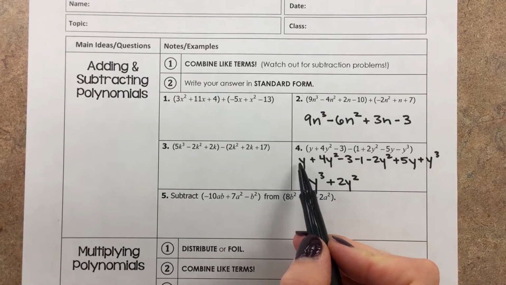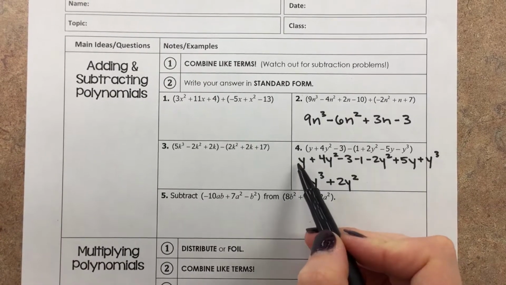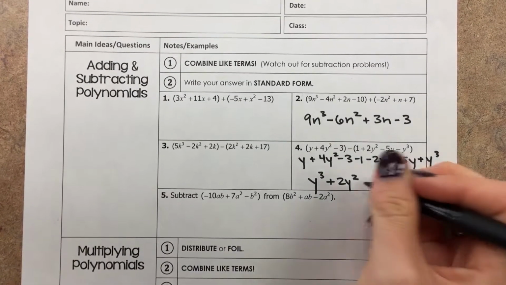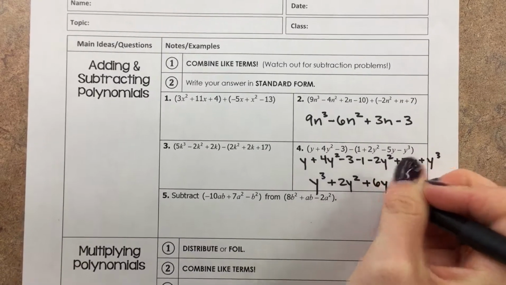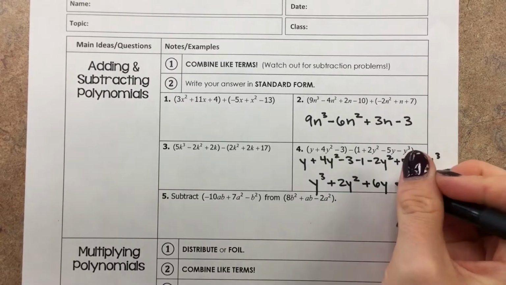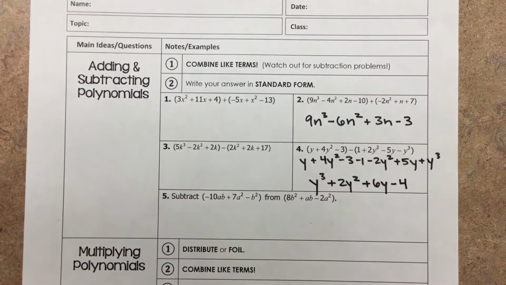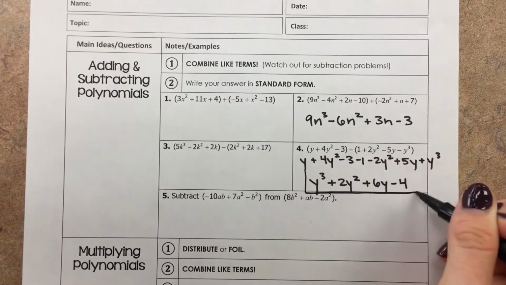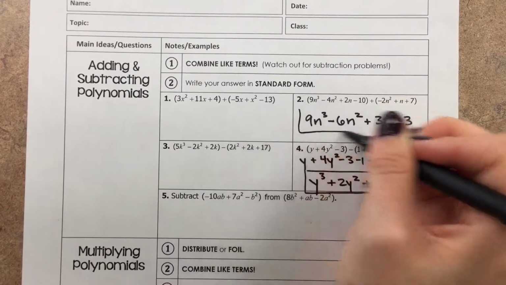Then would be the y's. Here's a y. Here's a y. So we have positive y, positive 5y. That would be a 6y. And then finally we look for our constants. We have a negative 3 and a negative 1. That would combine to a negative 4. So this polynomial right here is our final answer.